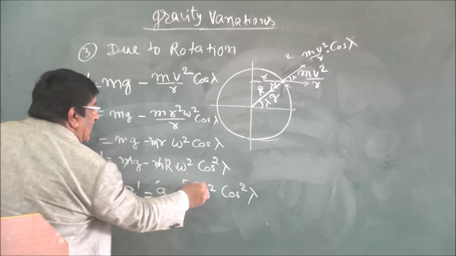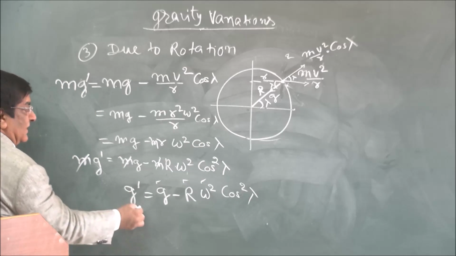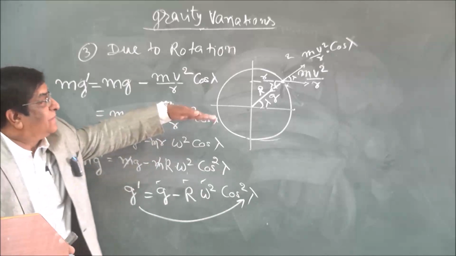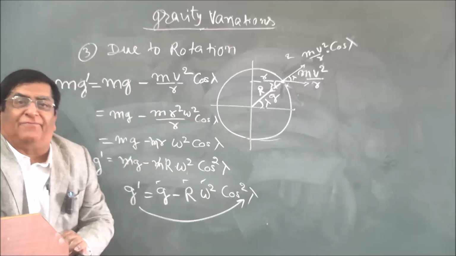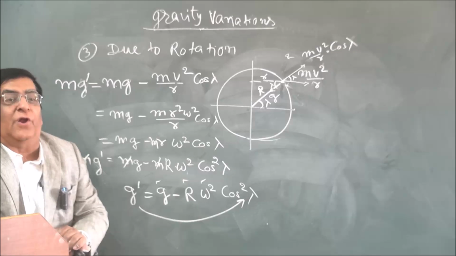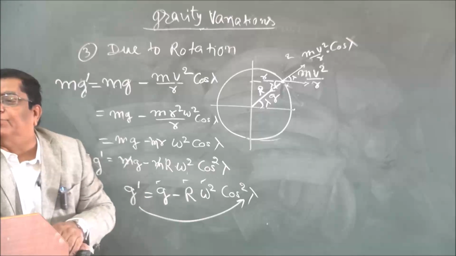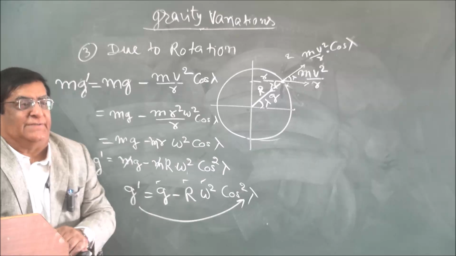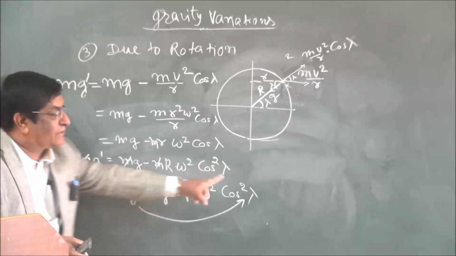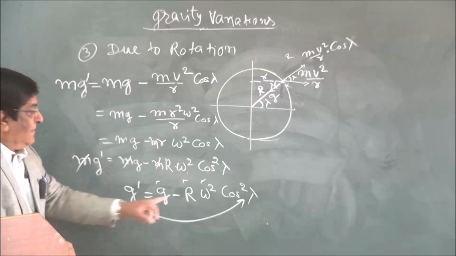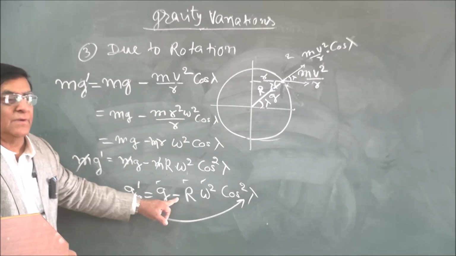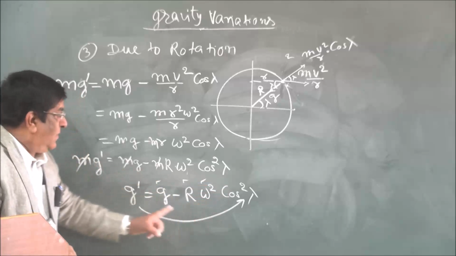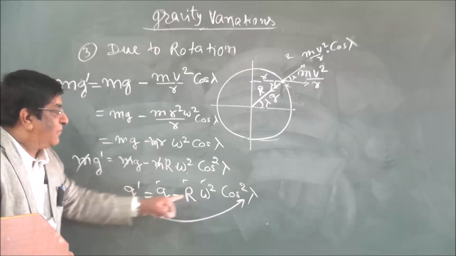G is constant, R is constant, omega is constant. So G dash depends upon what? Lambda. And the lambda keeps on changing. So this effect is because of what you call latitude. So this is known as latitude effect. What effect? Latitude effect on G. Understand? Because this is related to latitude. Now, this is minus, subtraction. When will this whole thing be 0? When these two are equal to each other?